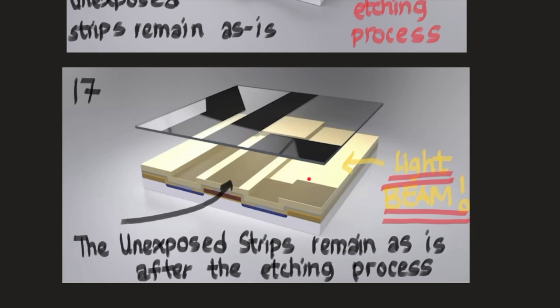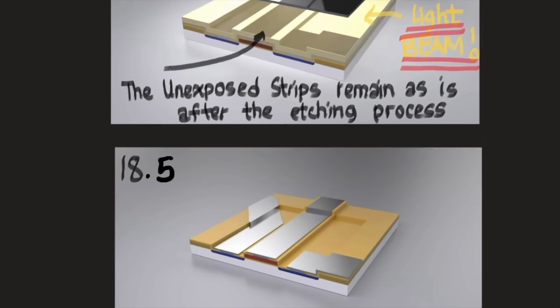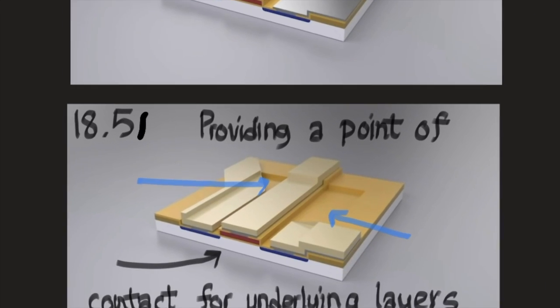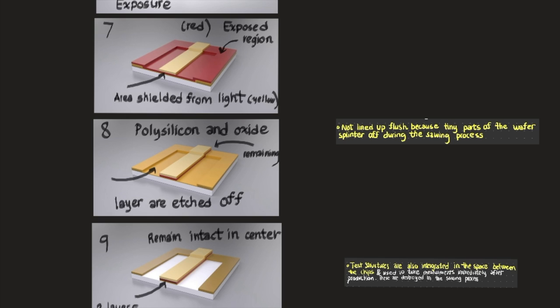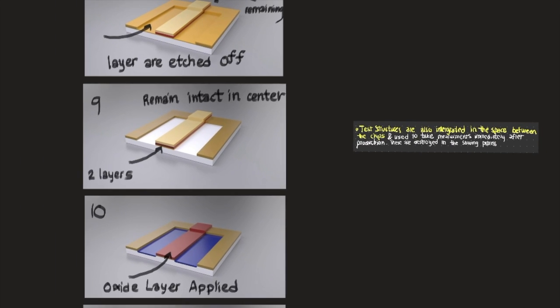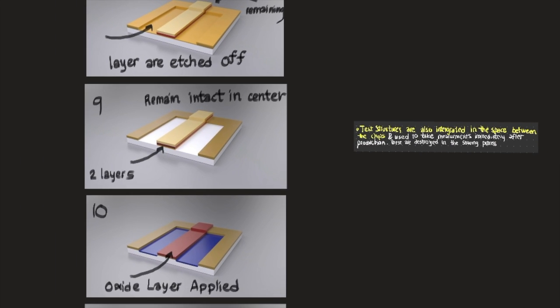And this is the light beam again, and this is the covering for the light. Step number 18.5, that's the result. Step number 18.51, providing a point of contact for underlying layers. There it is. As you can see here, it's not lined up flush because tiny parts of the wafer splinter off during the sawing process. Test structures are also integrated in the space between the chips and used to take measurements immediately after production. These are destroyed in the sawing process.